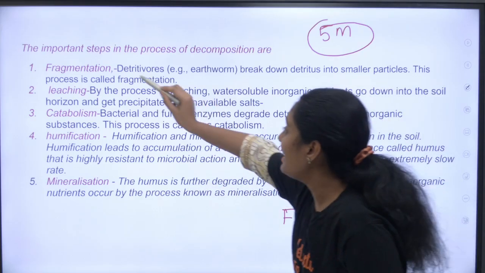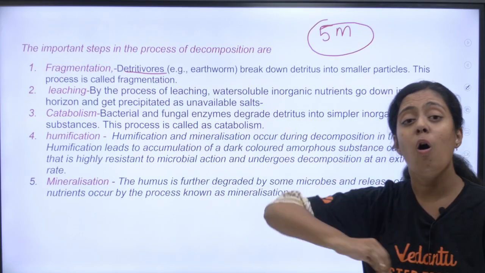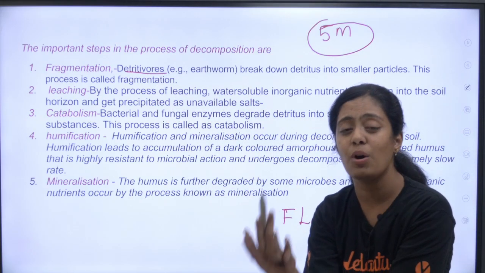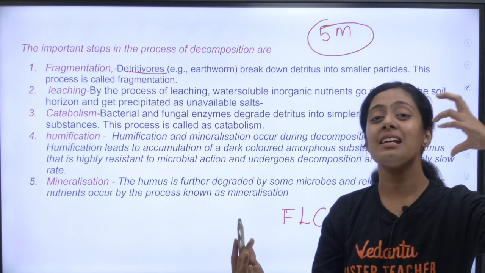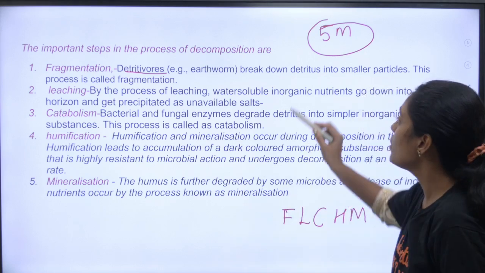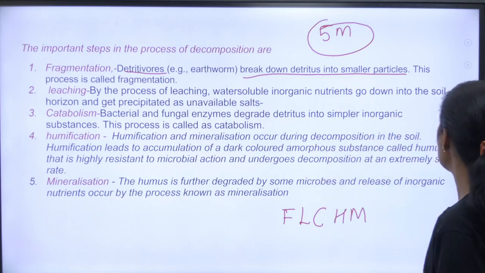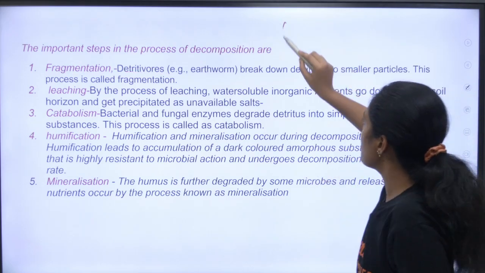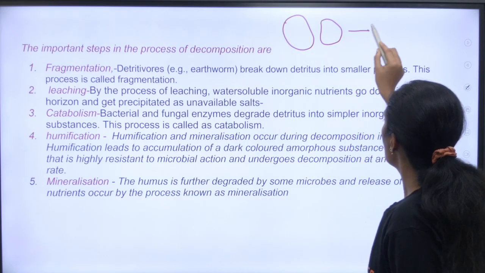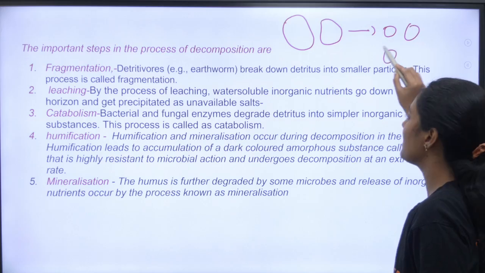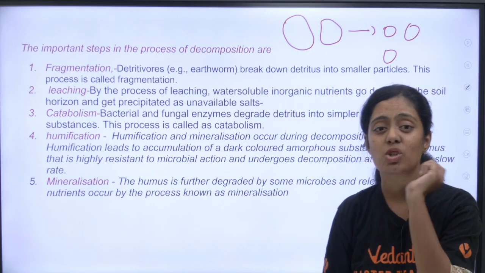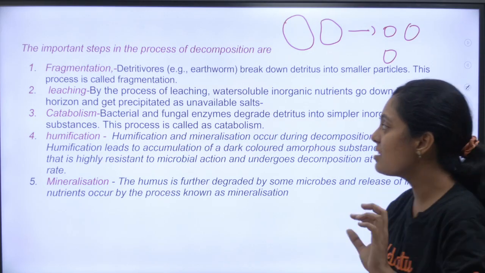Correct? So detritivores, as I already said, organisms which thrive upon this detritus are called detritivores. Okay, so they break down detritus into smaller particles. Converting the big chunks into small fragments is the function of fragmentation. Okay, next you have leaching.